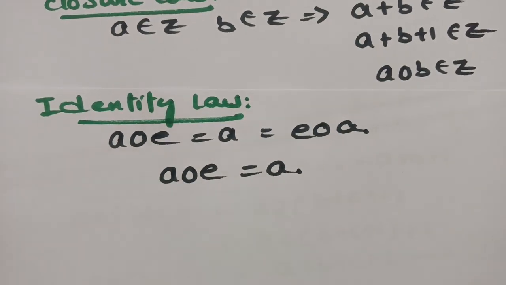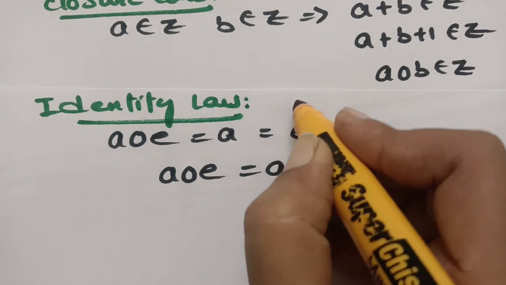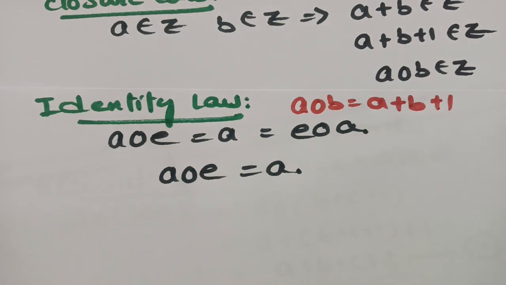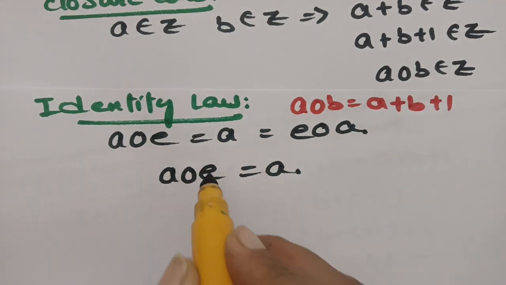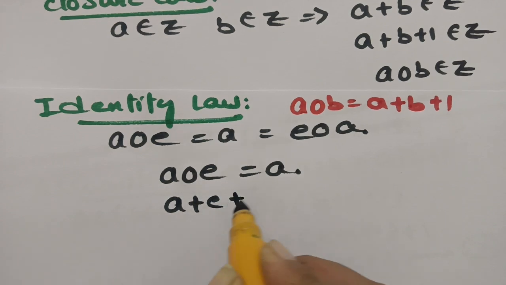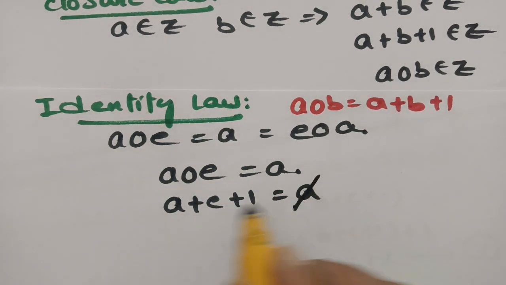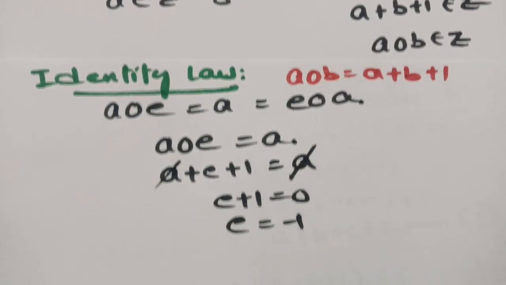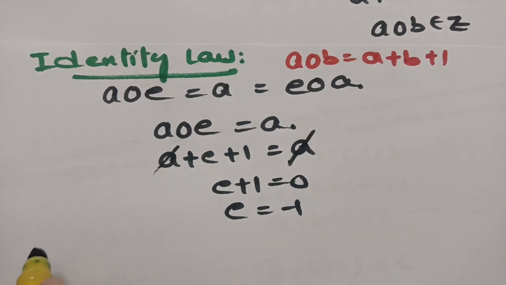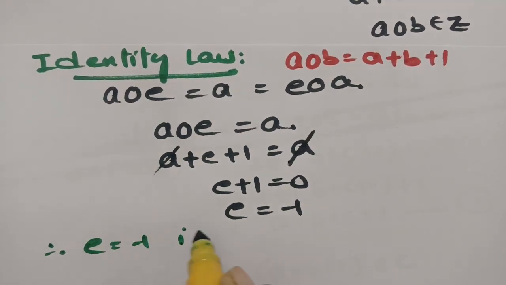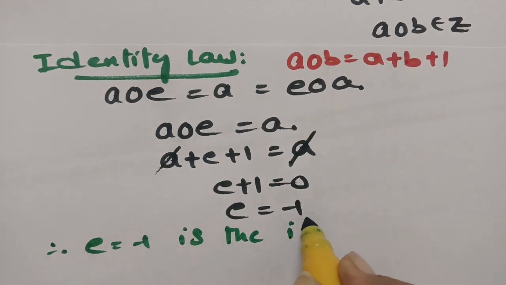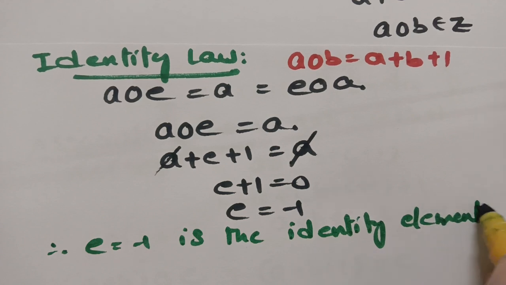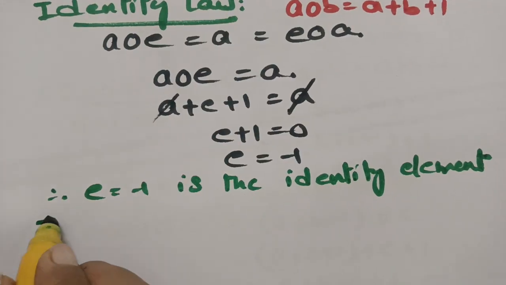According to the circle definition, a ∘ b is defined as a + b + 1. Here also the same case: a + e + 1 = a. If I cancel these two, a + 1 cancels and e = 0 minus 1. Therefore e = -1 is the identity element. So for this set, we got an identity element. And the next thing here is the inverse law.